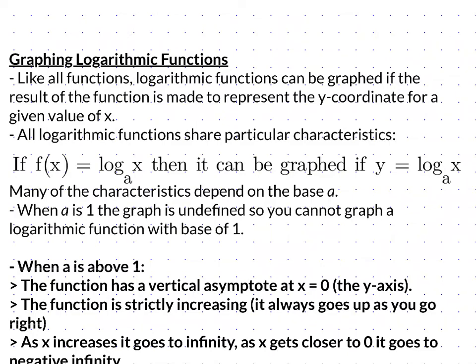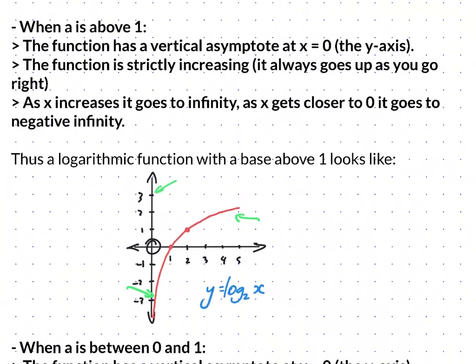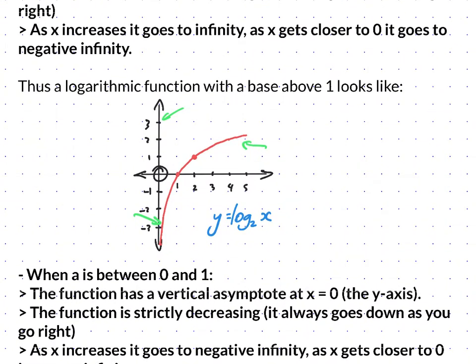Now, what you'll notice with certain kinds of base is when a is above 1, it can't be 1, but if it's above 1, the function has a vertical asymptote at x equal to 0, so it never touches the y-axis. The function is strictly increasing, so it's always going up and to the right. And as x increases, it goes to infinity, so it's always going up in that direction. As x gets closer to 0, though, it goes to negative infinity. So if you're going to the left, it's going down like this.